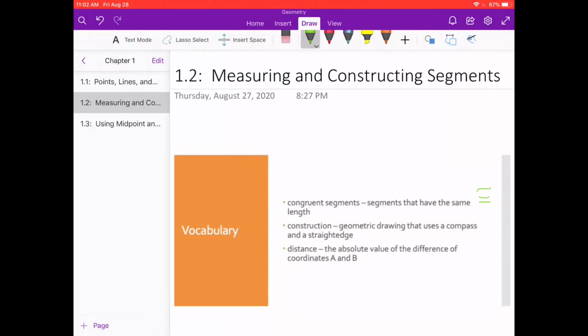A construction is a geometric drawing using a compass and a straight edge. Don't worry so much about that right now. We might be doing some of those later, but don't worry about it for right now. And then distance is the absolute value of the difference of coordinates A and B. So distance, always going to be positive for our purposes. And we're trying to figure out how far apart they are.